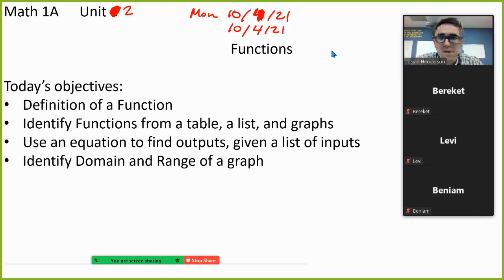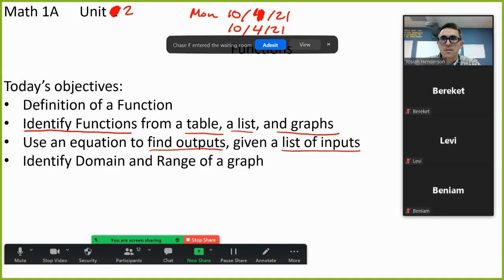I also want to be able to identify functions from a table, from a list, or from the graph. And we want to be able to use an equation to find outputs given a list of inputs.